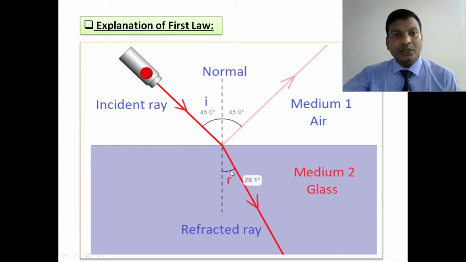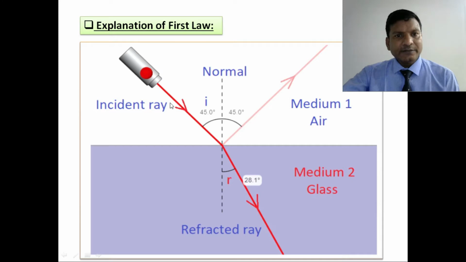I have told you before that when the ray of light moves from air to the glass medium, it bends towards the normal. Are you seeing that the ray is bending towards the normal? Because this is the actual path of the light ray. It is not moving in the original direction, and due to the presence of glass as the second medium, the ray is moving towards the normal. So this is the refracted ray.